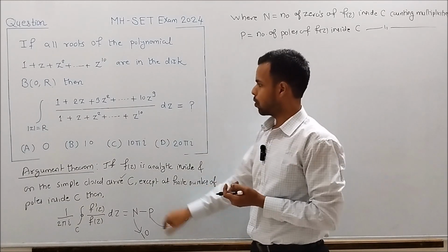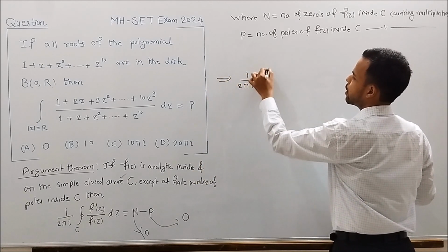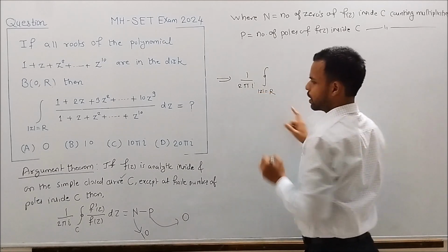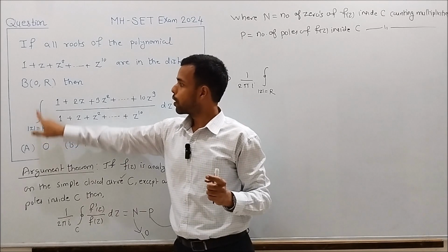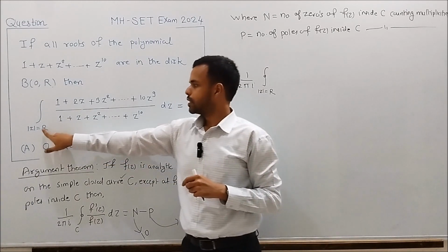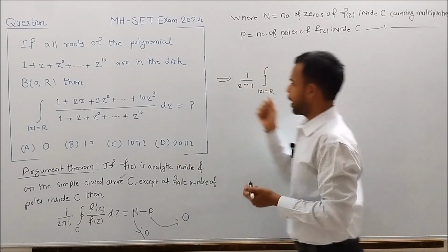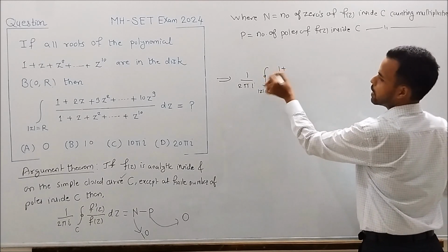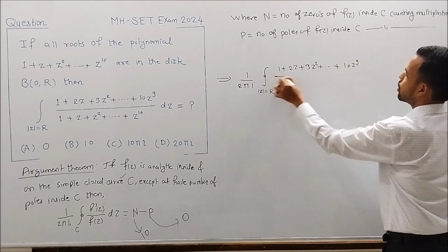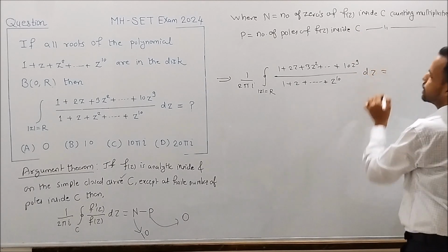So now we can easily solve this question. According to this theorem, 1 upon 2 pi i, integral along the curve C, where the curve is mod z equals r. And clearly this curve is a simple closed curve because it is the boundary of this disk, a circle with center 0 and radius r. And we know that a circle with center 0 and radius r is a simple closed curve. So according to this theorem, the value of this integral, where f dash of z is 1 plus 2z plus 3z square up to so on 10z to the power 9, upon 1 plus z plus up to so on z raised to power 10, dz, is n minus p.